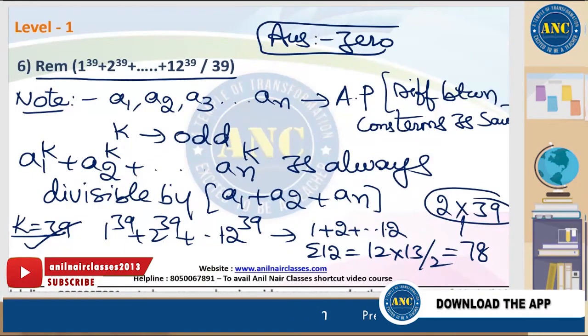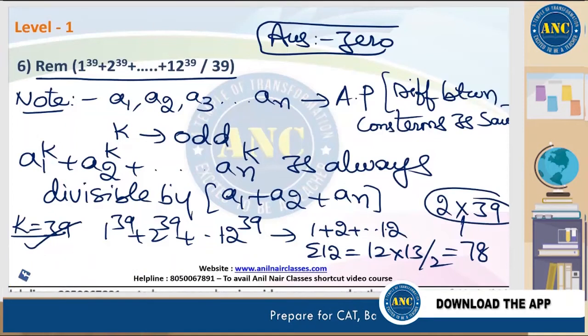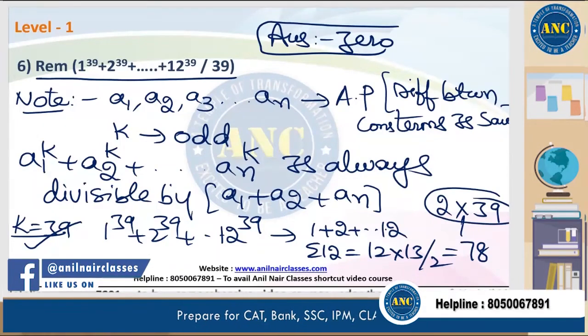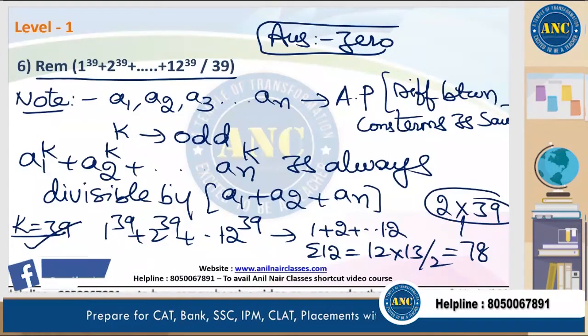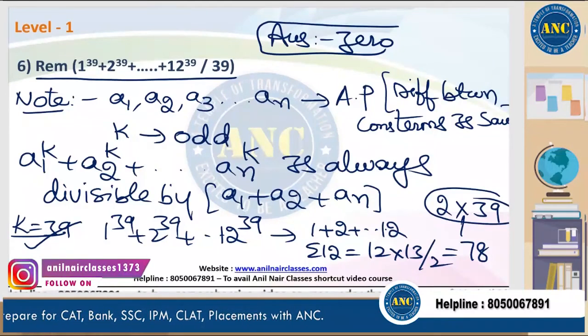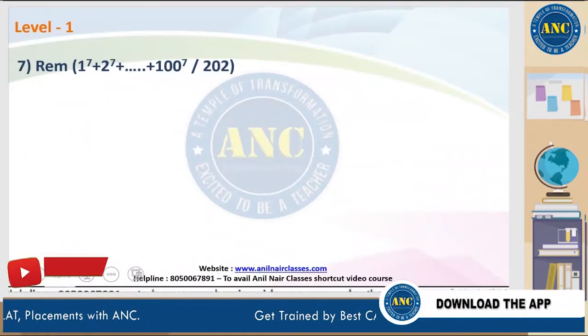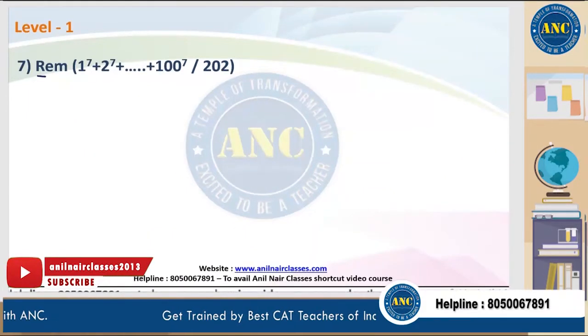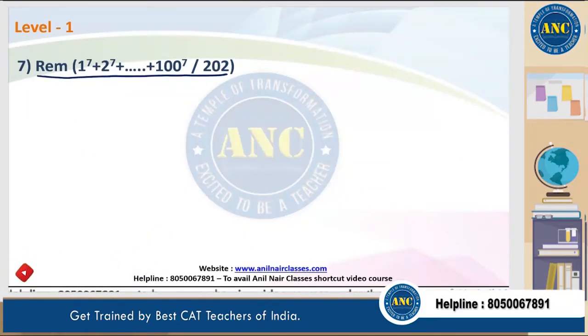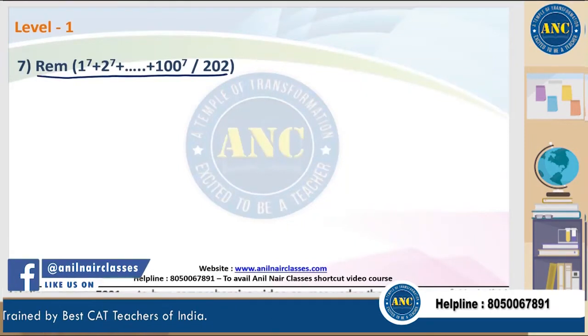Next, seventh question. Idea is clear, right? If the power is odd, then a lot of new properties are coming. Next one, seventh one. Another question. You can solve this question in two methods. Find the remainder when 1 power 7 plus 2 power 7 and so on up to 100 power 7 is divided by 202.